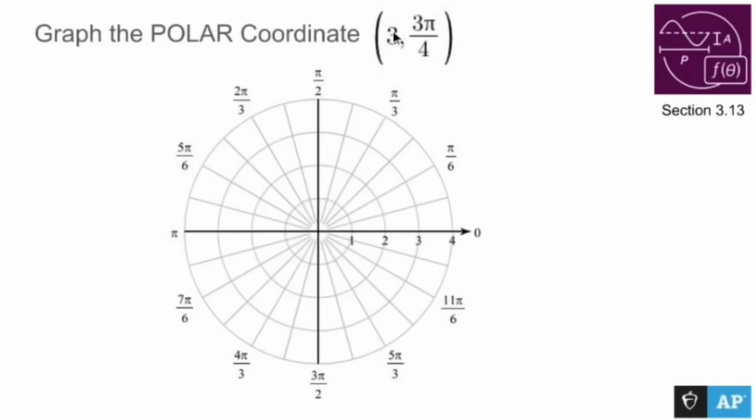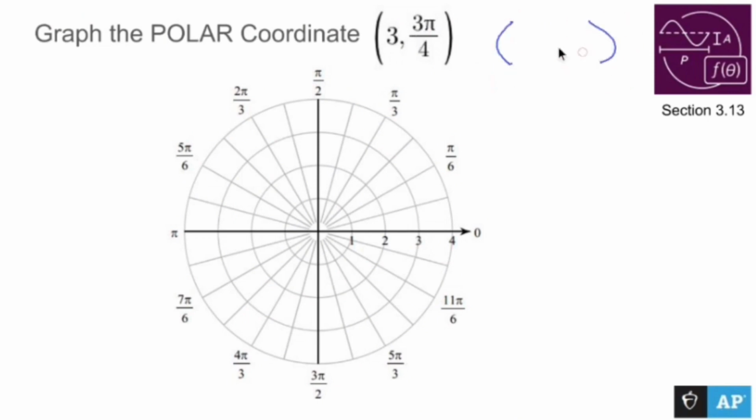Graph the polar coordinate 3 and then 3 pi over 4. Now, we're used to seeing what's called a rectangular coordinate, where when we see two numbers, we think, oh, let's go right 3 and then go up whatever 3 pi over 4 is. No. This is a polar coordinate.